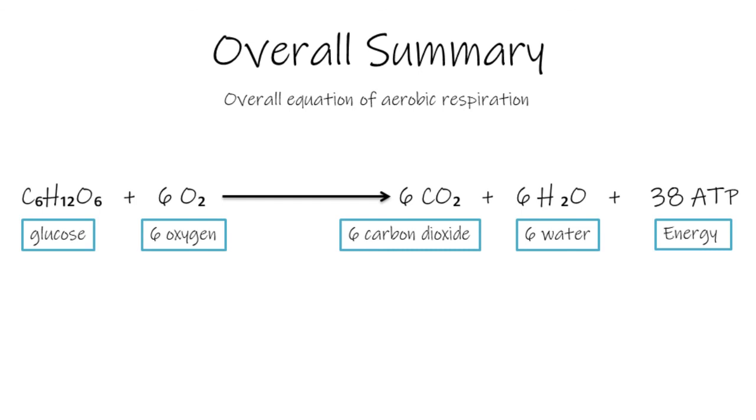The overall equation of aerobic respiration: 6 oxygen molecules are required to break down a glucose molecule completely. 6 carbon dioxide and 6 water molecules are released in the process, and 38 ATPs are yielded. Therefore, the overall equation of aerobic respiration is 1 glucose molecule plus 6 oxygen molecules goes into 6 carbon dioxide with 6 water molecules and 38 ATPs as energy.